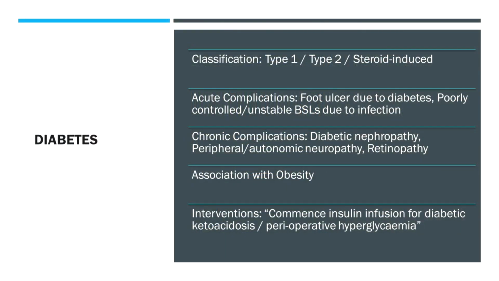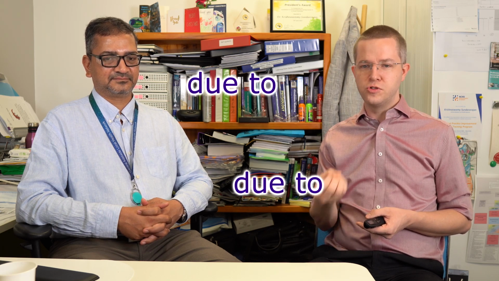All right. So, diabetes. We all know diabetes. And just applying those principles, specificity, relationships, being clear. Is it type 1? Is it type 2? Is it steroid induced? Sorry, hematology. We love giving steroids. We do induce a lot of diabetes. And then the acute complications, and that's very relevant to their admission. Hopefully that's already been captured. The foot ulcer due to diabetes, poorly controlled BGLs due to infection. So just linking these things due to there.